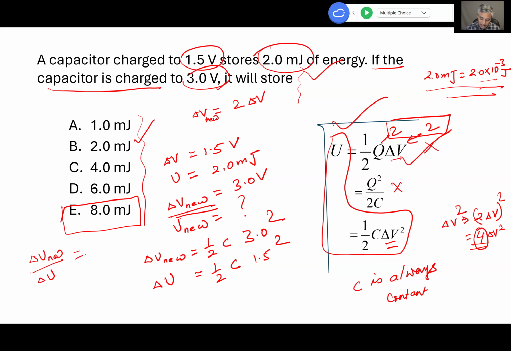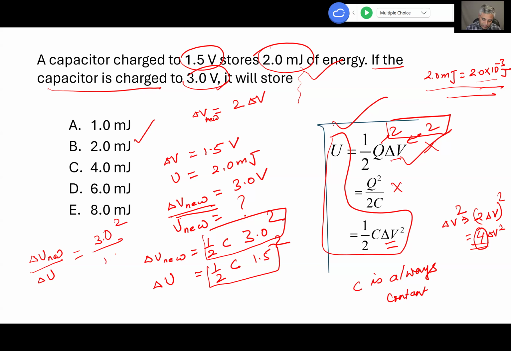Then what's going to happen here? You divide this by this. So half C cancels, giving you 3.0 squared divided by 1.5 squared. So this ratio is going to be 4 times larger. Okay. So that's why the new delta U is 4 times this delta U, which is 2 millijoule. So that gives you 8 millijoule.